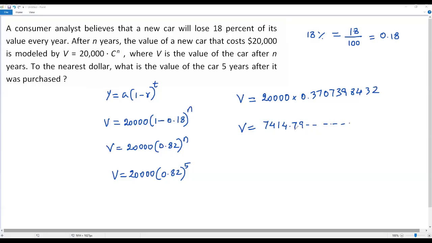the first digit to the right of the decimal point, that is 7. If it is 5 or greater than 5, then we have to add 1 to the digit at the ones place. We ignore all the other digits to round this to the nearest integer. Since the first digit to the right of the decimal point is 7, which is greater than 5, let's add 1 to the digit at the ones place. Then we get 7415. Now we can ignore all these digits. So the value of the car 5 years after it was purchased is $7,415.